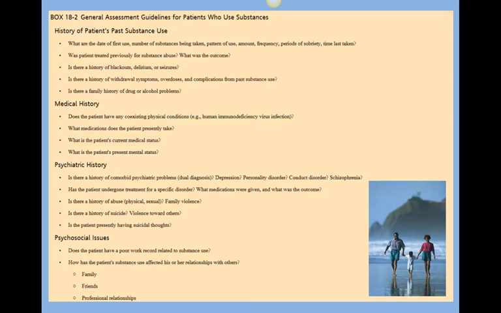And finally, we can do a blood alcohol content or a drug screen of the urine to get some objective information on any substance abuse.